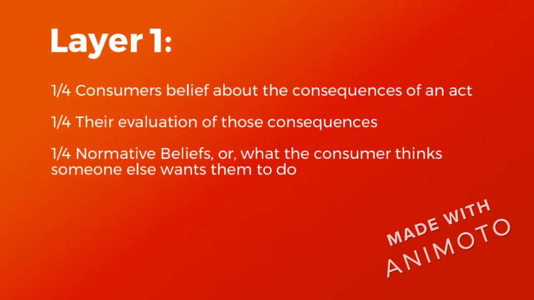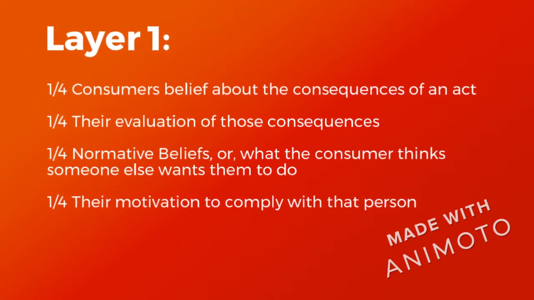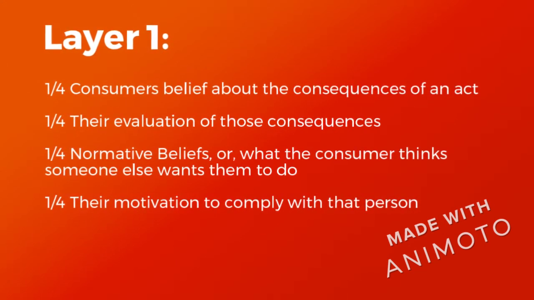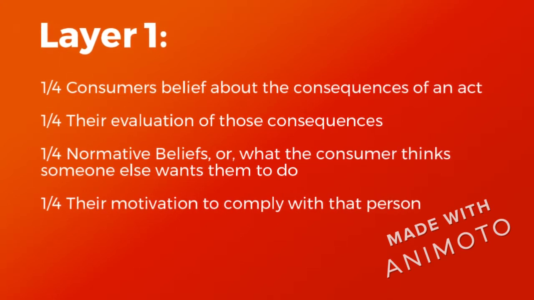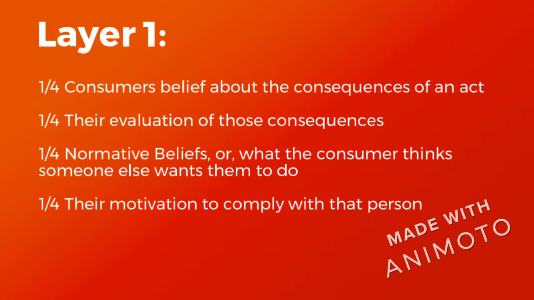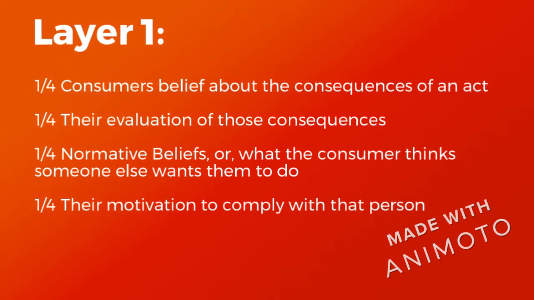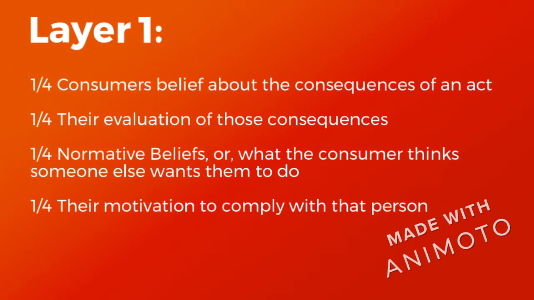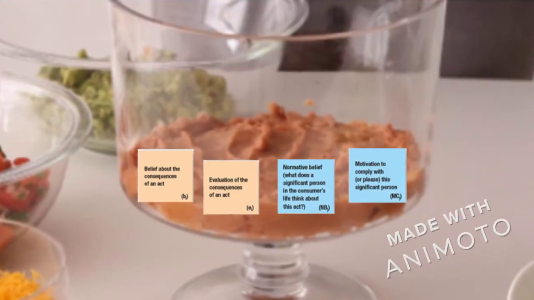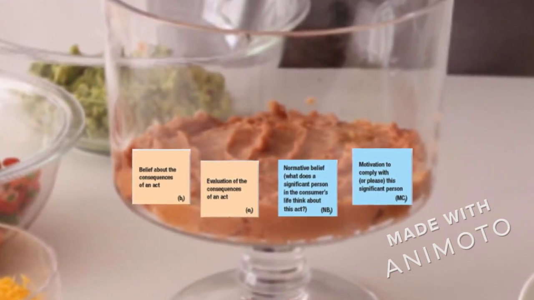For the first layer, we'll need 1/4 consumers' belief about the consequences of an act, 1/4 the consumer's evaluation of those consequences, 1/4 normative beliefs, or what the consumer thinks someone else wants them to do, and finally, 1/4 the consumer's motivation to comply with that person. You can see here what the first layer should look like once you've gathered these 4 elements and laid them out.